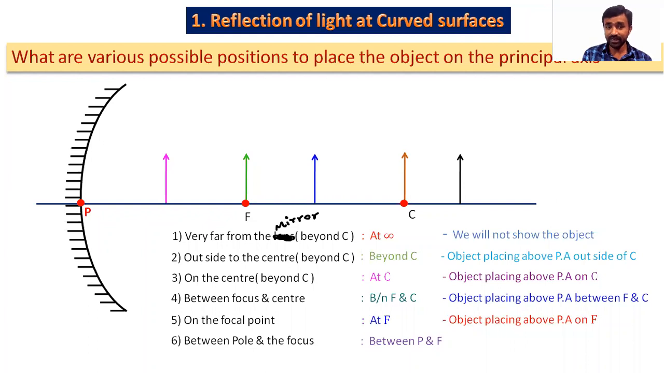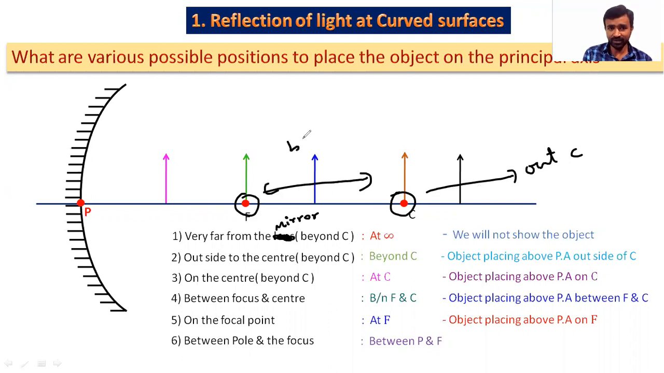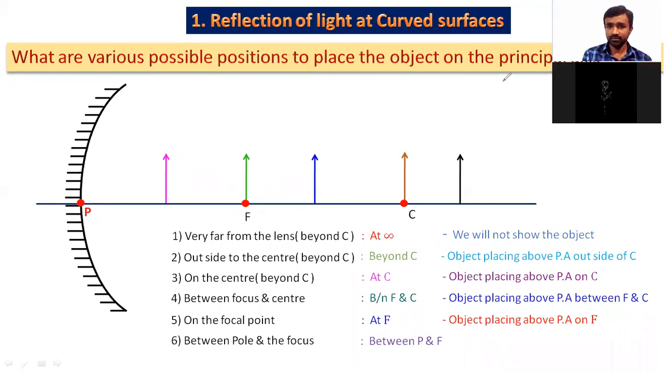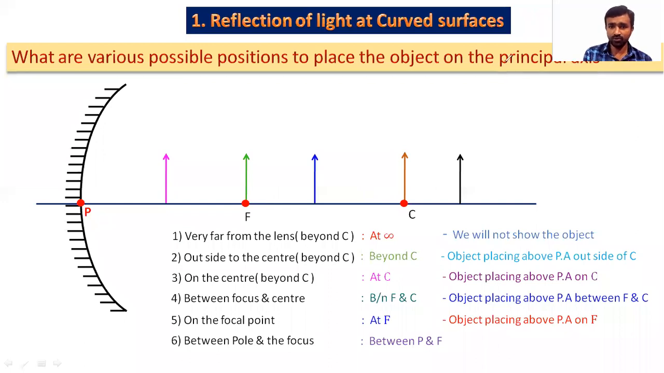So here, to get the positions of all these, I am depending only on the 2 points here. This place is outside of C. This is between F and C. This is, I am depending on the pole, between P and F. So based on that, I classified this. Everyone is clear? Right, thank you. So we'll go for the next one.